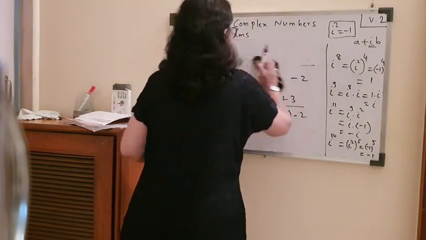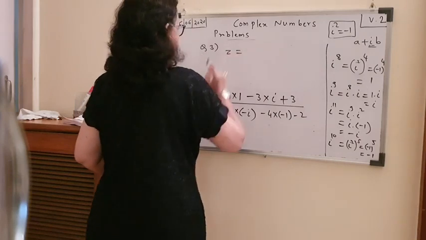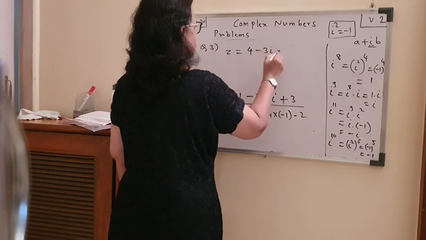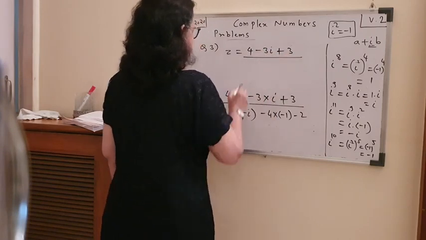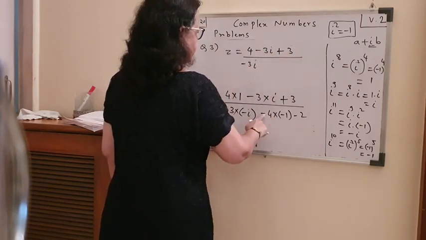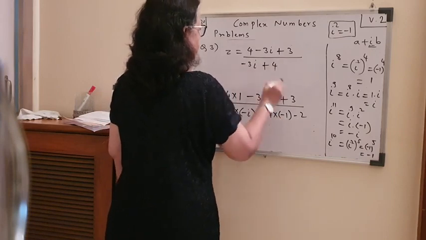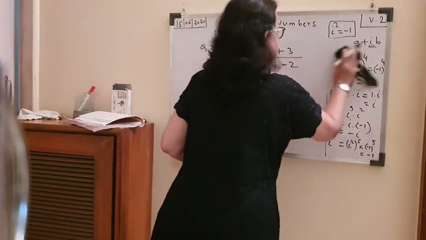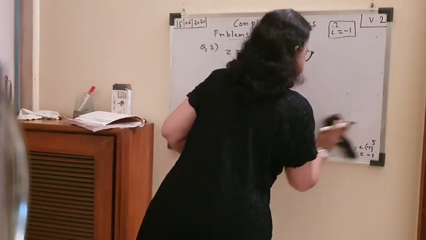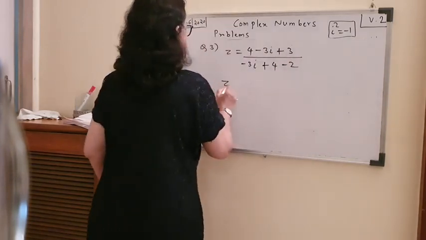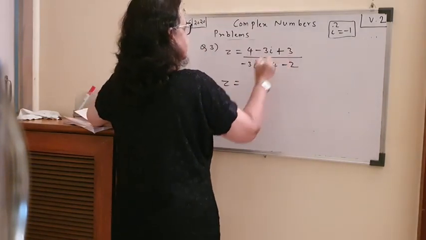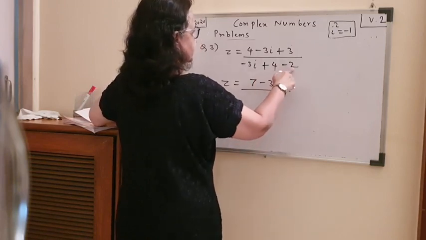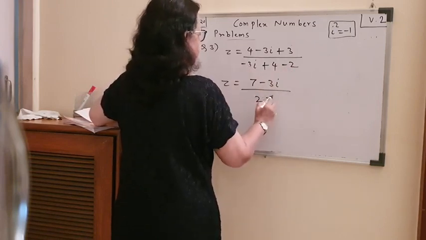So what does z become now? z is now equal to, observe, 4 into 1, 4, minus 3i, plus 3, and down, minus 3i, minus into minus plus 4 and minus 2. So can you write it properly now? I will erase all this. We have used it. So now I have z equal to, observe, 4 plus 3, 7 minus 3i, down plus 4 and minus 2, plus 2 minus 3i.